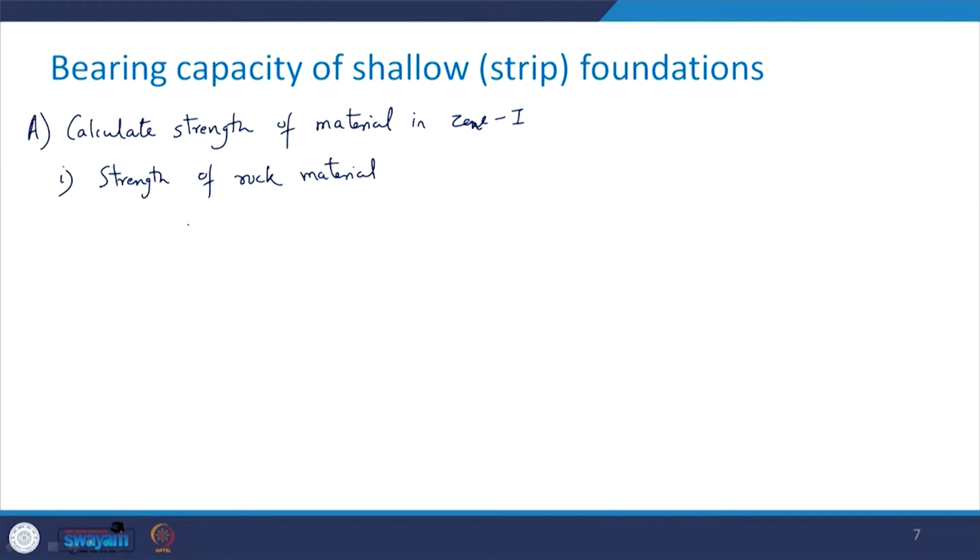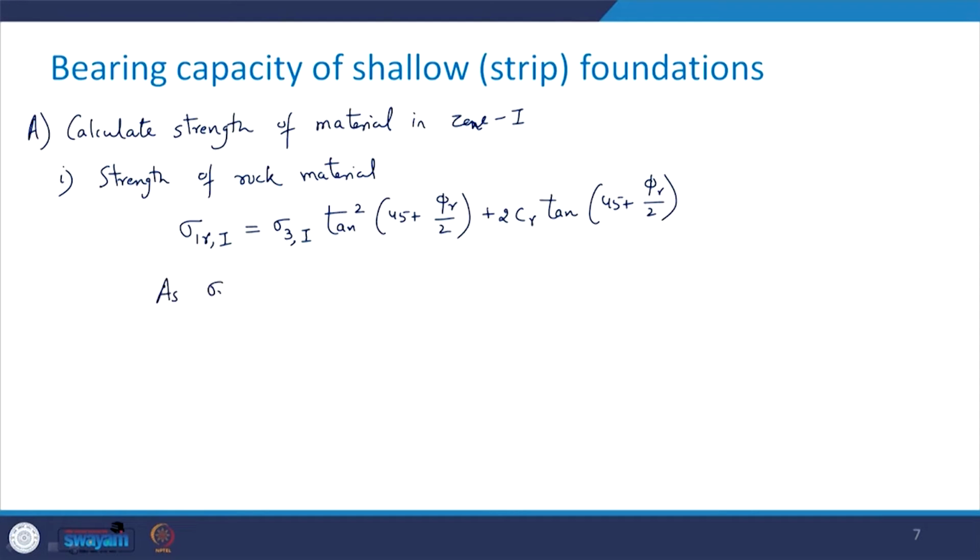And this is what we are going to get, sigma 1 r in zone 1. This is going to be sigma 3 of zone 1 tan square 45 degree plus phi r upon 2, plus 2 cr tan of 45 plus phi r upon 2. Now, in this case, your sigma 3 in the zone 1 is going to be 0, as there is no overburden.